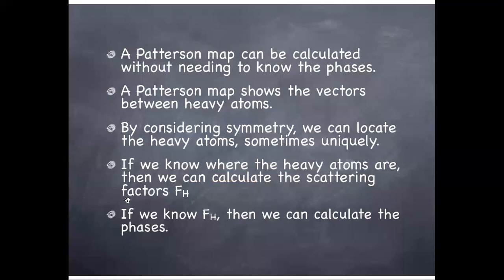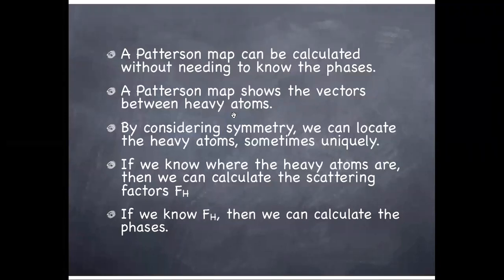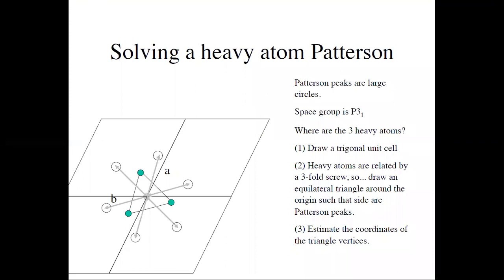Similarly, the Patterson map can be calculated without needing to know the phases. The Patterson map shows the vectors between the heavy atoms. By considering the symmetry, we can sometimes locate the heavy atom uniquely. If we know where the heavy atoms are, then we can calculate the structure factor F of h. If we know F of h, then we can calculate the phases. Similarly, after getting F of h, we can solve it with the heavy atom Patterson method.